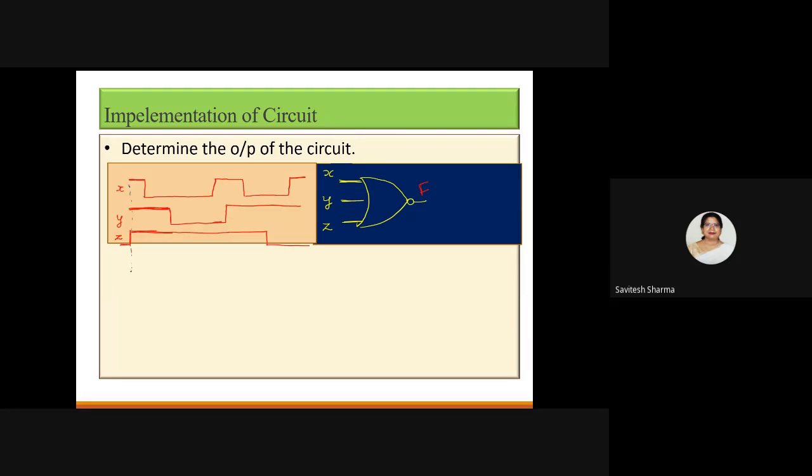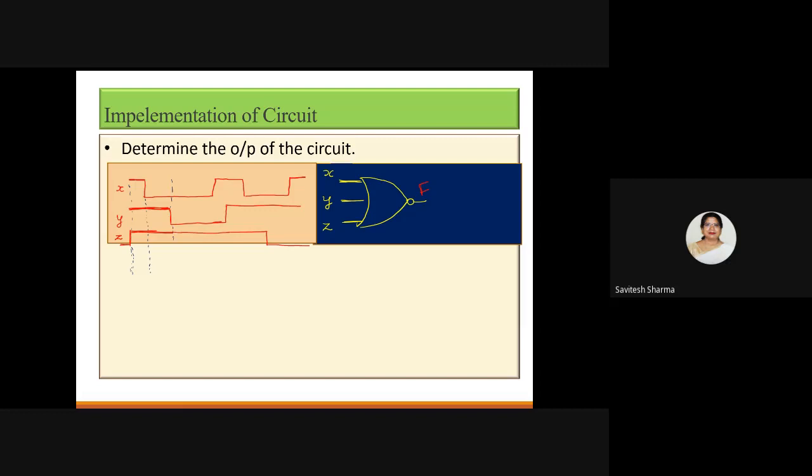For the output, you will mark this point. Now you see all three are 1: X is 1, Y is 1, Z is 1. But again X is going to 0 at this point, so I will extend this point to determine the output. I will extend the line, and based on the logic levels, we will decide the output. Now at this time your Y is changing, so again I will extend this point.